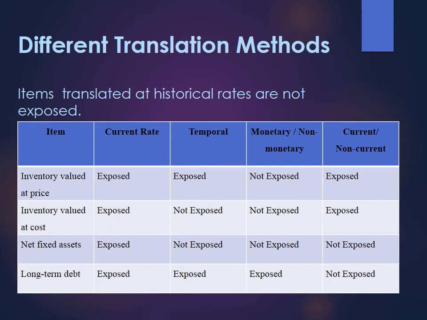The summary sheet displayed here clearly reflects the level of exposure under different methods of translation. The items which are translated at current rate are exposed to the translation risk, whereas the items which are not translated at current rate are not exposed to the translation risk.